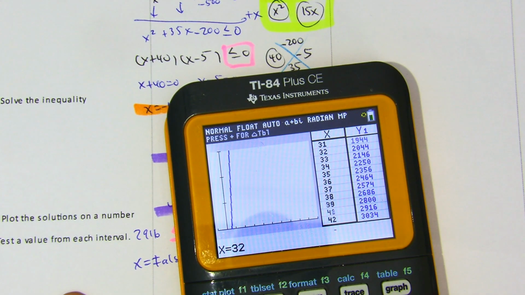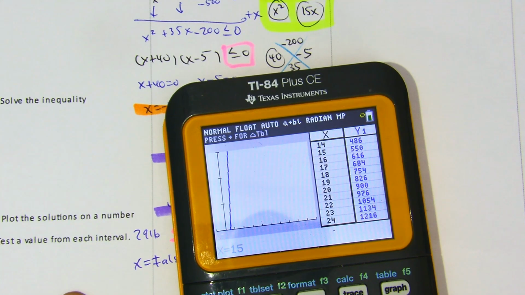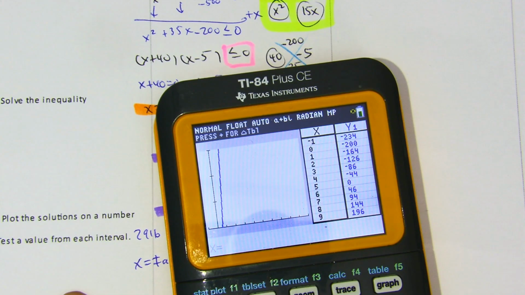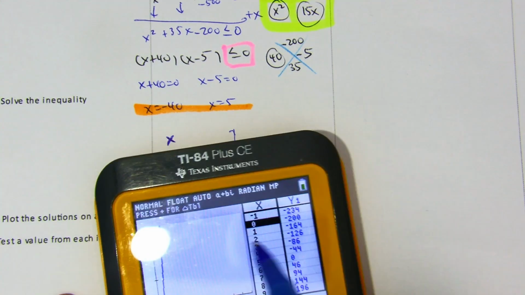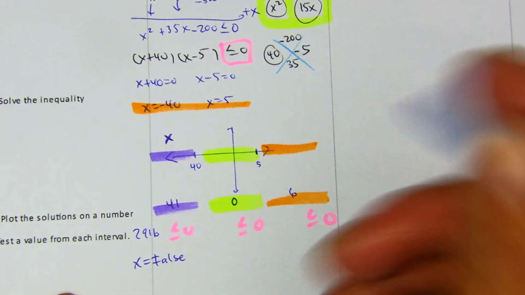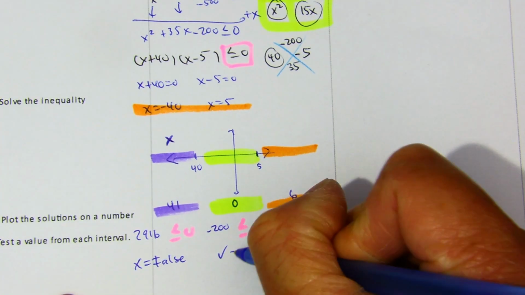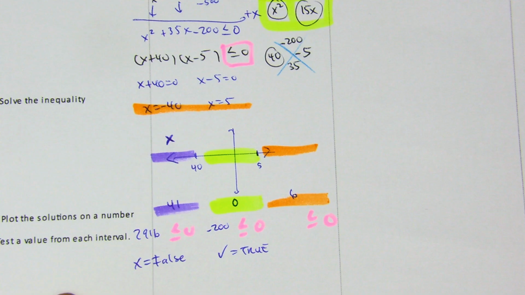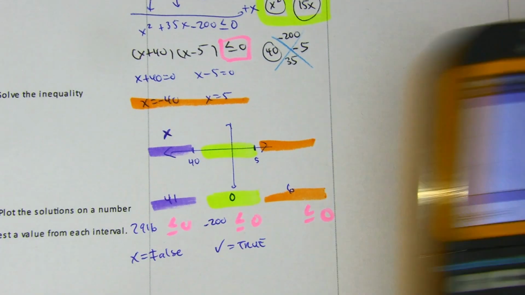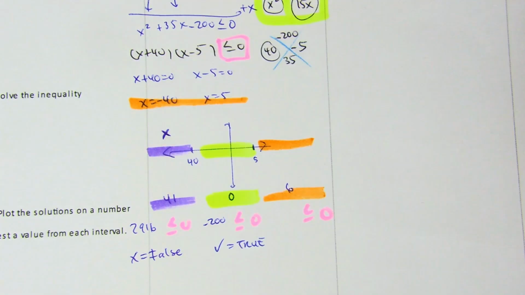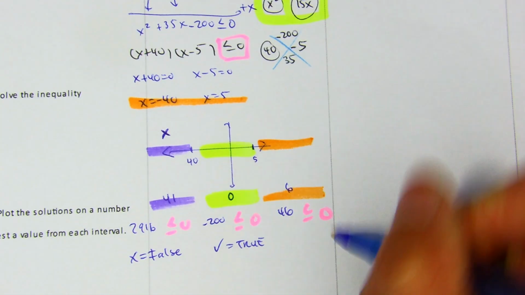So I'm letting the calculator do the work, and obviously you can put it in there. Okay, 0 is negative 200. So is negative 200 smaller than 0? The answer is true. And then if I chose 6, that is 46. Is 46 smaller than 0? That would be false.